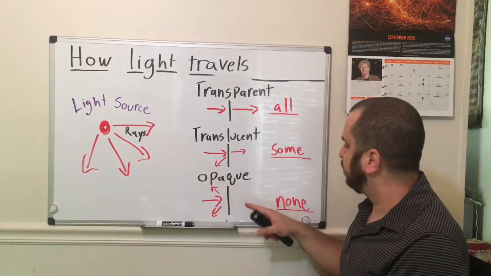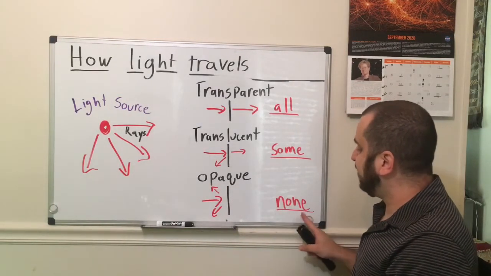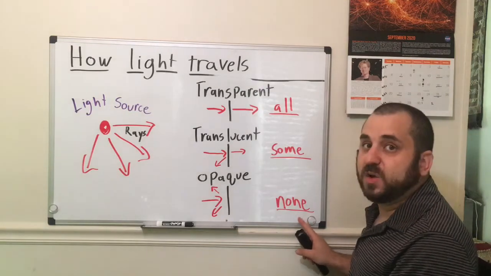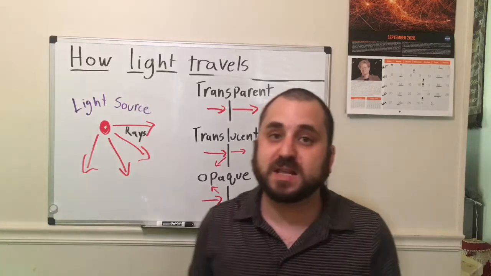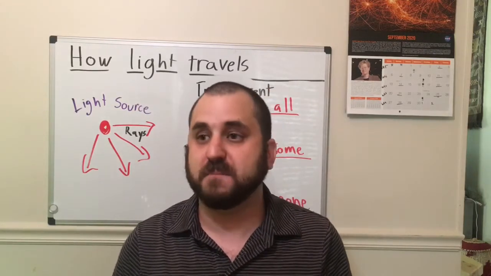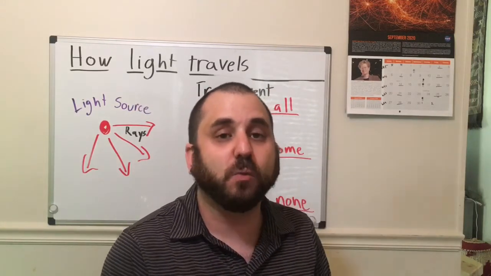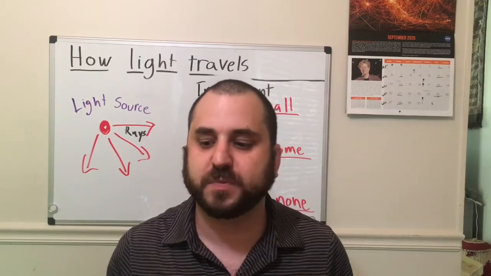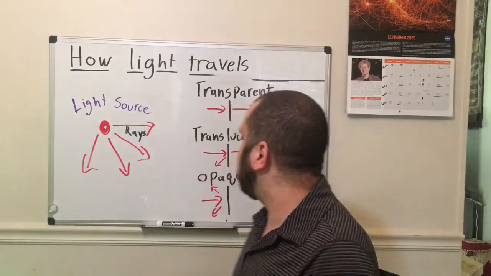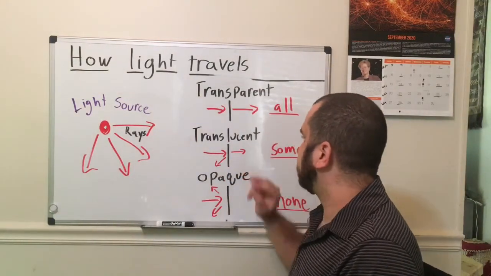Opaque, that's a Q. And that is not going to let any light in. None of the light will be able to pass through this piece of cardboard. So there are many things that are opaque. Things that are metal are opaque, things that are wood are opaque, lots of things are opaque. Next up, we have things that are translucent.